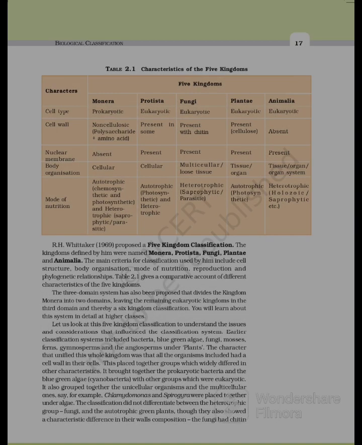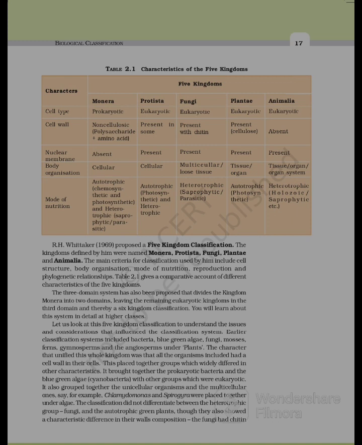Now we have table 2.1 that says characteristics of the five kingdoms. Initially, the column contains five kingdoms that are Monera, Protista, Fungi, Plantae, and Animalia. The characters that are majorly highlighted in this classification are cell type, cell wall, nuclear membrane, body organization, and mode of nutrition.